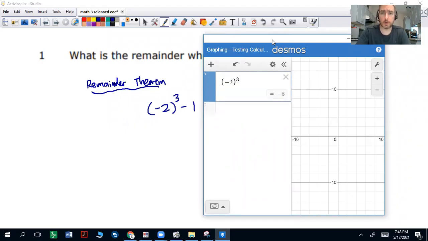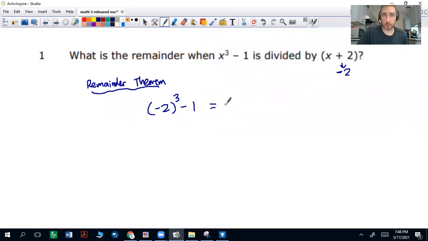If you haven't learned Desmos, you're going to want to take some time to get familiar with it. Look up some of the tutorials on it. It's really helpful. So as your remainder is -9. So when I plug that in, I get -9. That's my remainder. Now, what does that mean?